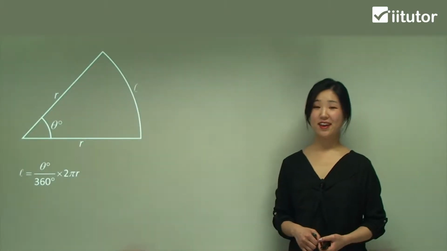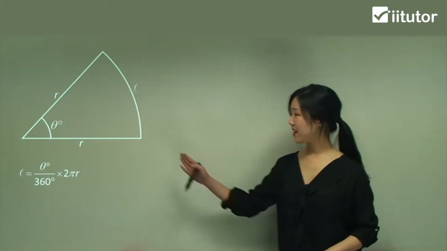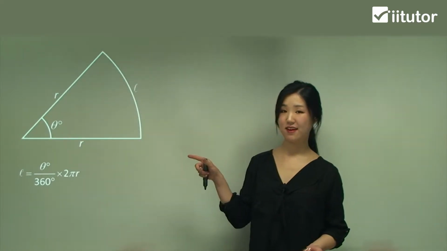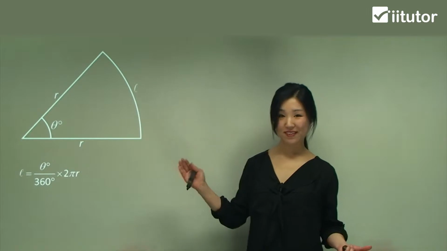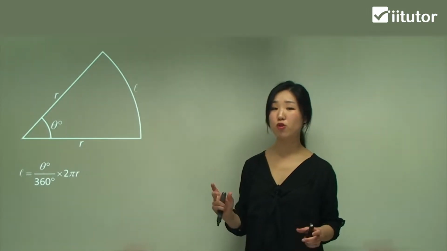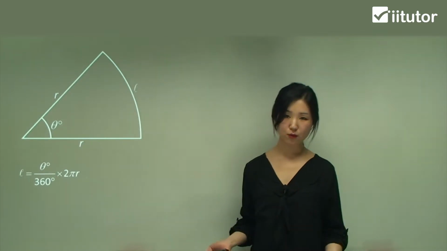Now we're going to be looking at length of an arc. An arc is simply this length here, the curved part of a particular sector. This is like a slice of a pizza, isn't it? Now to find the length of this arc, you need to pay attention to the proportion of that sector in respect to the full circle.